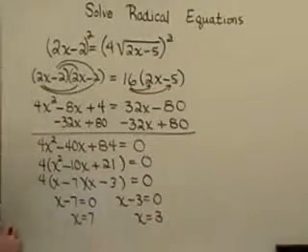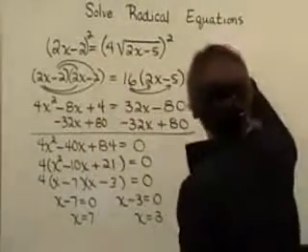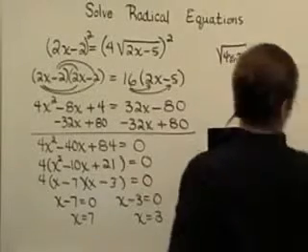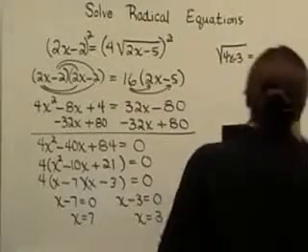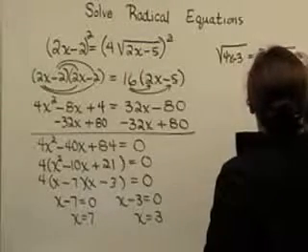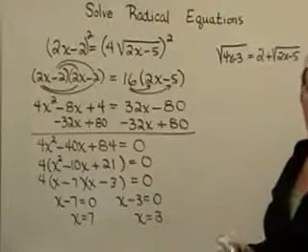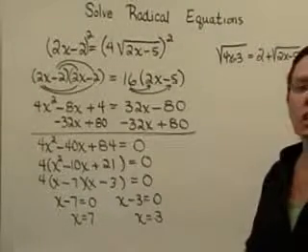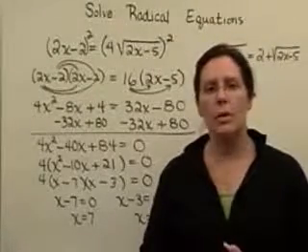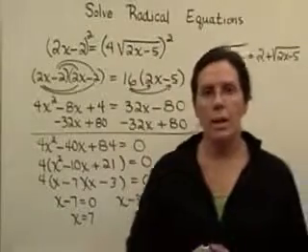Their checks are actually very simple, but remember that you're going back into the original equation, which is the square root of 4x minus 3 equals 2 plus the square root of 2x minus 5. It happens that both of these solutions work in the original equation. I'm going to leave the check up to you, but again, you really should be checking these equations. That's the last example that I've got for solving radical equations.